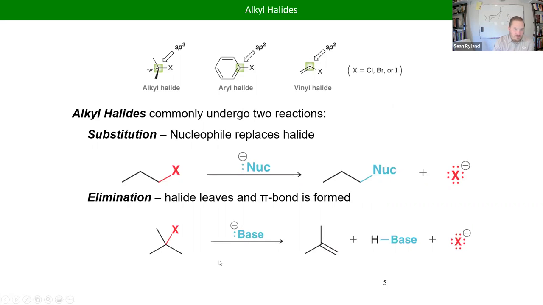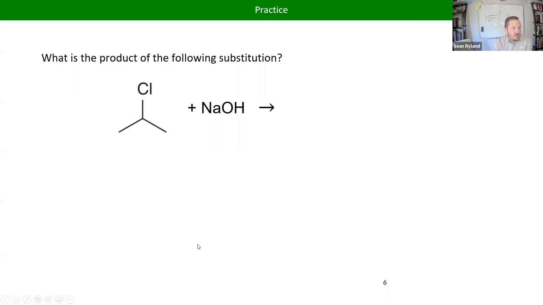We'll see why that makes sense in a minute, but let's talk about substitution first because it's a little bit simpler of a mechanism. At its most basic, no pun intended, all you have to do is look for what's going to be a nucleophile, what's going to be attracted to a positive charge, and where your halogen is, and you're just going to pull the halogen off and stick the nucleophile on instead. So the product of this reaction here is actually pretty easy to draw. It's still going to be the same propyl group. We're just going to replace the chlorine with an OH.